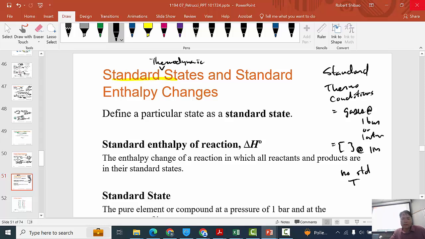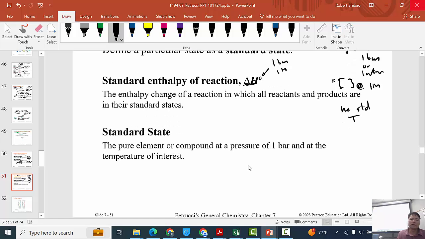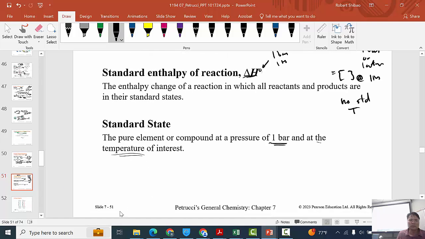And so we have something called the standard enthalpy of reaction. So all this means is 1 bar, 1 molar. The enthalpy change of a reaction in which all reactants and products are in their standard state. So this is called standard enthalpy change. Now, the standard state is the pure element or compound at a pressure of 1 bar at the temperature of interest. So there is no standard temperature. The temperature of interest most of the time is 298. And then if we have a mixture like a solution, we'll have the molarity be equal to 1 molar.